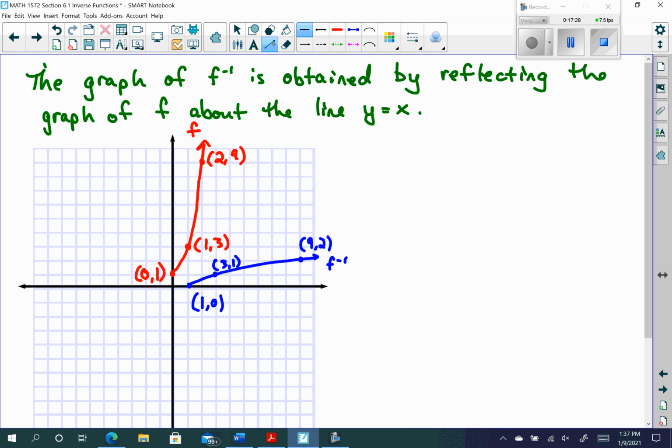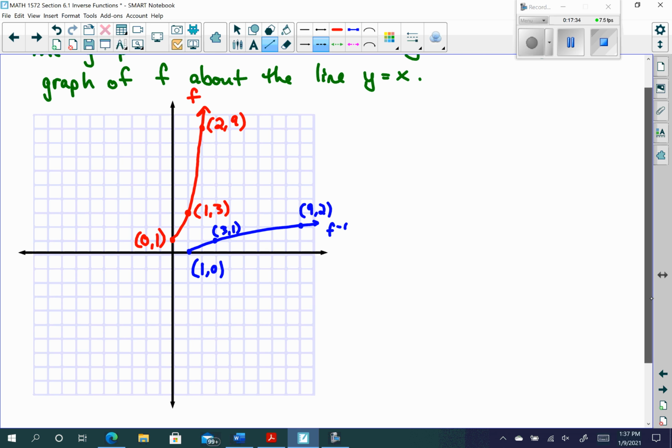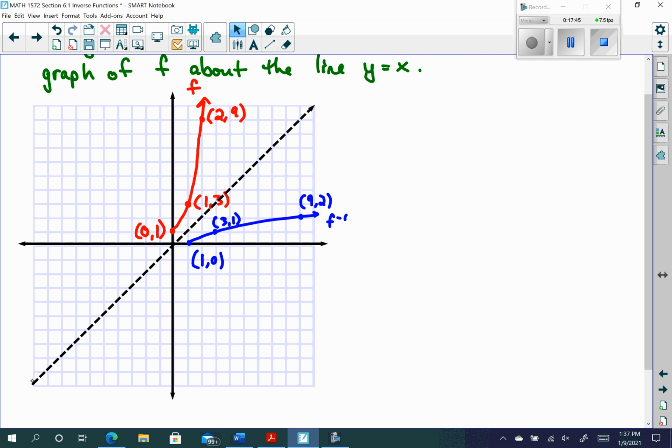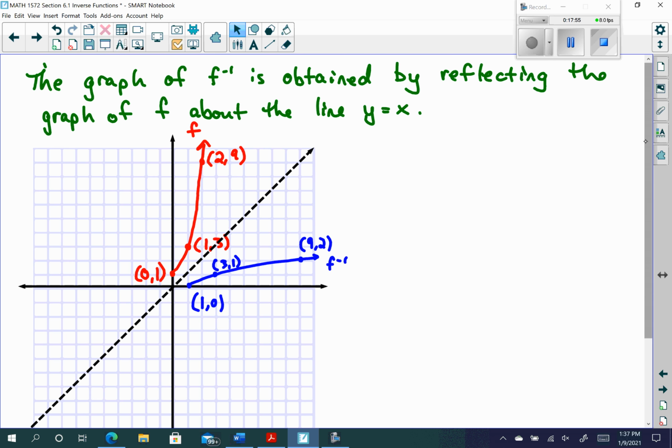If I were to draw the line y equals x, I would go right up through the middle here. And you could see that it would be a reflection. The inverse would be a reflection over this line. And that's what this definition or description is taking a look at.